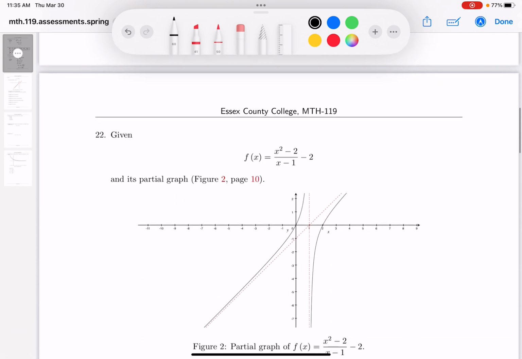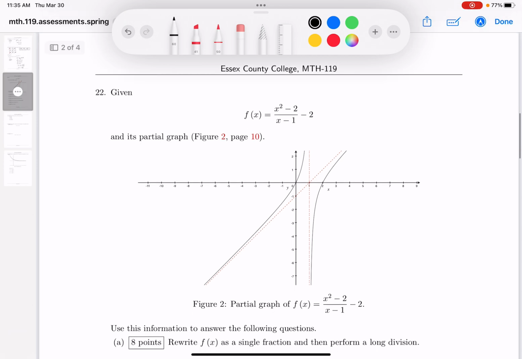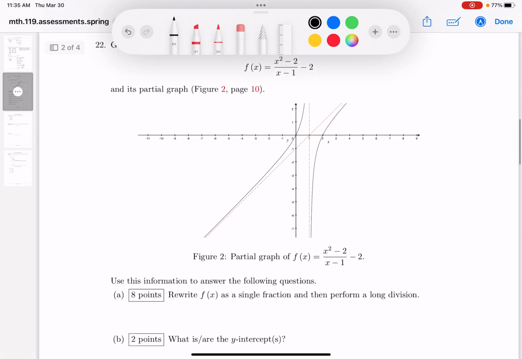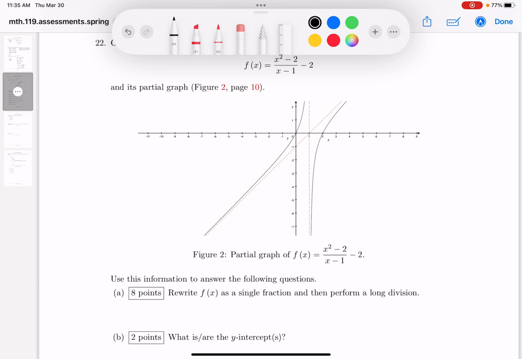We're going to move on to 22. What's 22? It's a more difficult question, there's no doubt about it. But the first thing says rewrite it as a single fraction. So I'm going to use the space to do it. And I see x squared minus 2, x minus 1, minus, well, it's going to be 2 times x minus 1, over x minus 1.